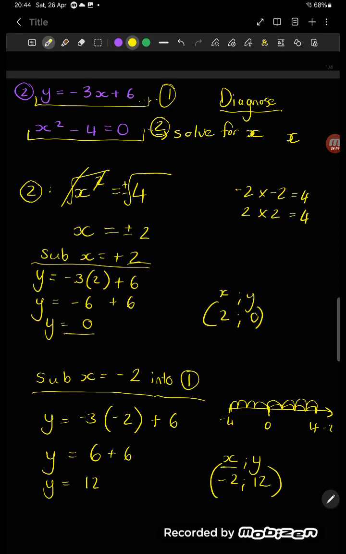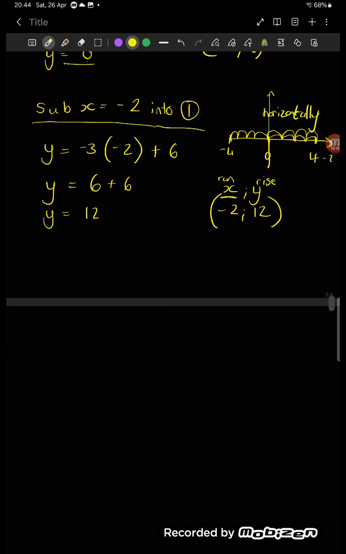The first thing we do is we run. In other words, we go horizontally. And then we rise. And we go vertically. In other words, we go up or we go down. And that happens to the y-axis. So this is going to get very interesting very quickly. Just touching on the basics. And we're going to carry on.